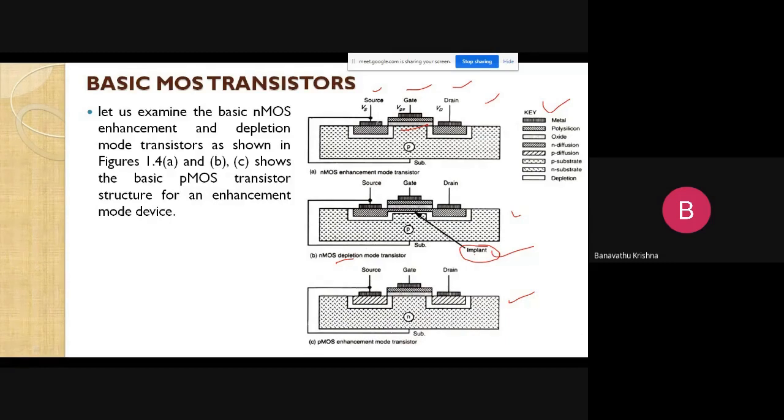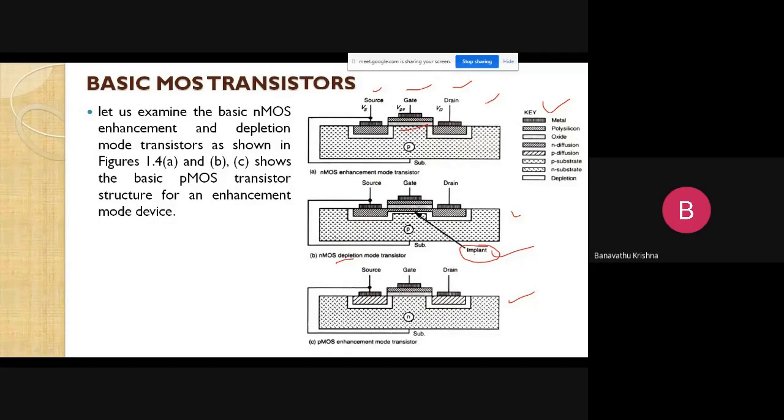Basically, the purpose of the source is to store the charge carriers, and the purpose of the drain terminal is to collect the charge carriers from the source. How does the drain terminal collect the charge carriers from the source? If there is a channel, the charge carriers move from source to drain region by the applied gate voltage. As I told you in previous slides, the gate voltage establishes the channel in between source and drain.